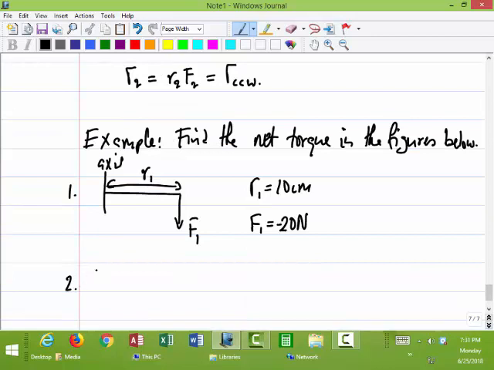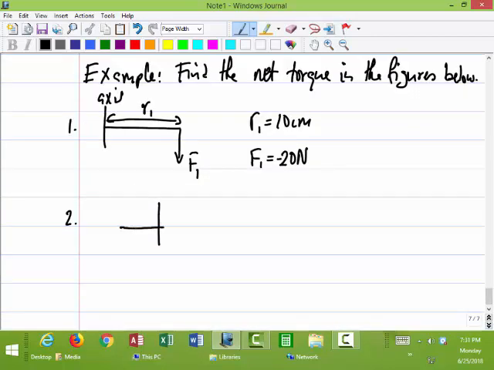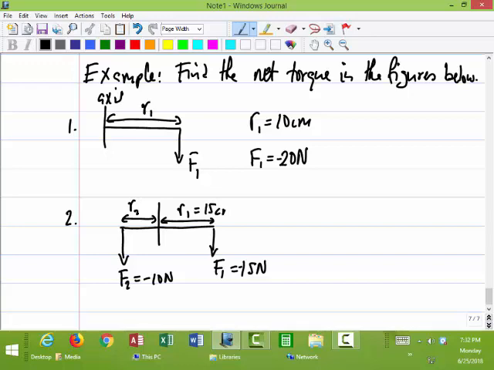And then number 2, we'll put an axis somewhere in here, and we'll put a force F1 and a force F2. Let's take these to be 10 newtons and 15 newtons. Both of these are on the negative side. And then we're going to have R2 and R1. This is 15 centimeters, and this will be minus 10 centimeters. So let's write R2 equals minus 10 centimeters.